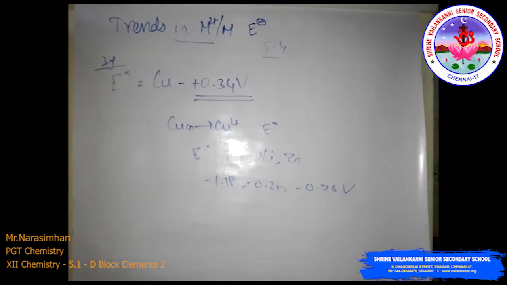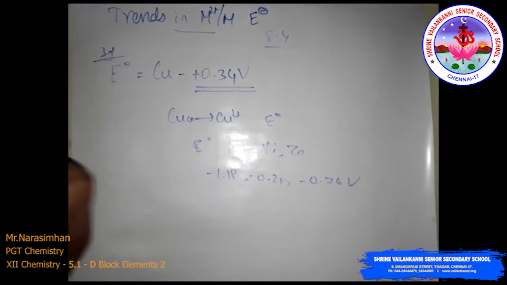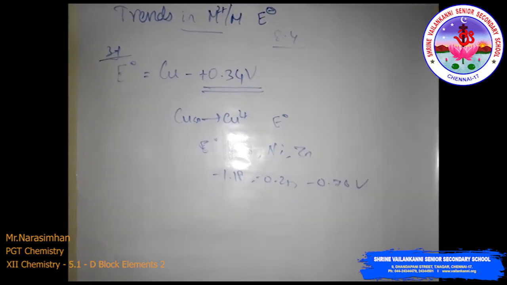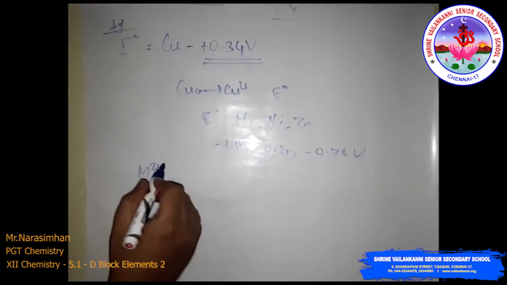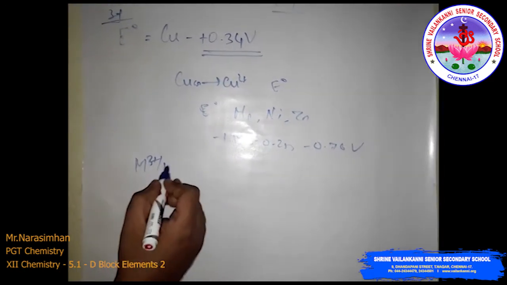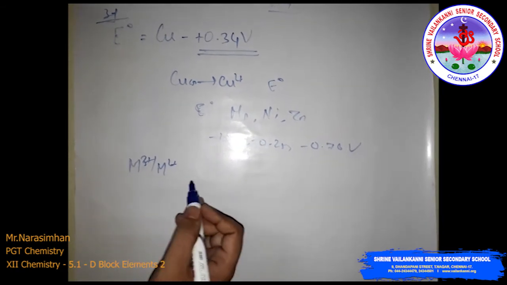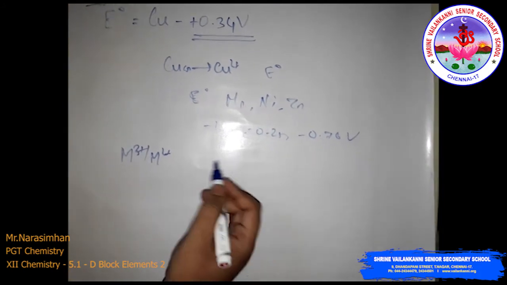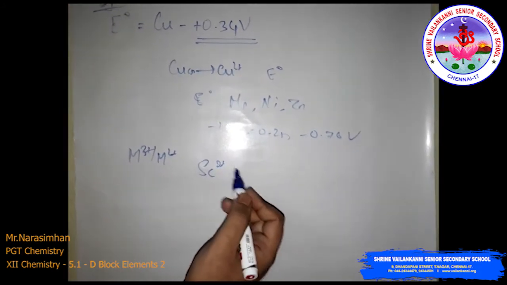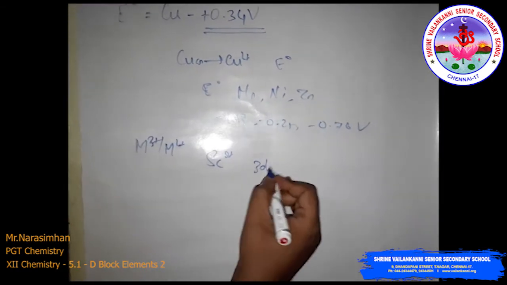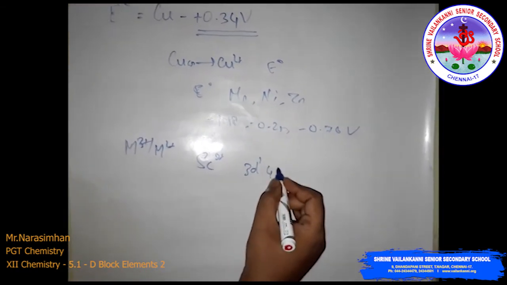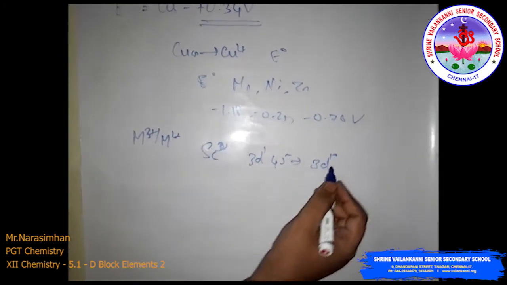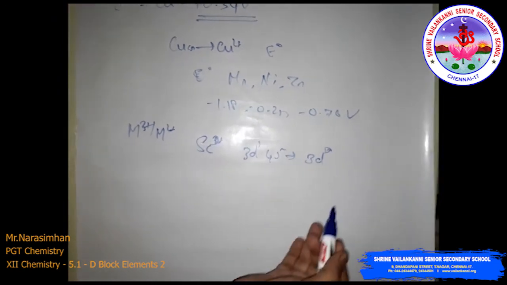So this is the general trend of the electrode potential for M2+ and the solid metal. Then M3+ to M2+. See the varying trend: the low value for scandium reflects the stability of Sc3+, which has the noble gas configuration. Scandium is 3d1 4s2, so Sc3+ means the 3d becomes 3d0. So it attains noble gas configuration.